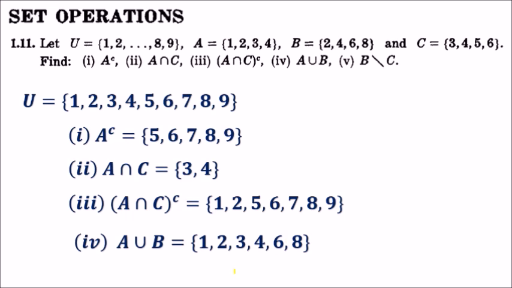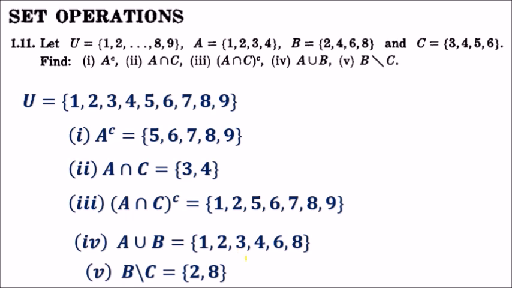And for number 4, A union B. So pagsamahin lang natin yung elements ng A and B. So we have here the elements of A, 1, 2, 3, and 4, at ang elements ng B, 2, 4, 6, and 8. So pag pinagsama natin yan, siyempre hindi pwedeng ulitin yung parehong elements. Here, the A union B equals the set containing the elements 1, 2, 3, 4, 6, and 8.